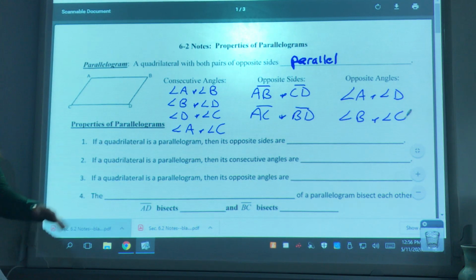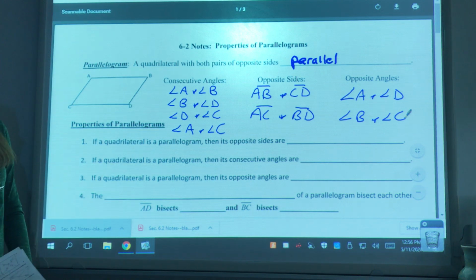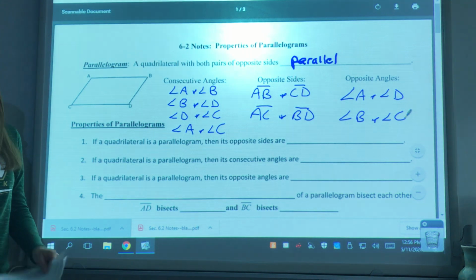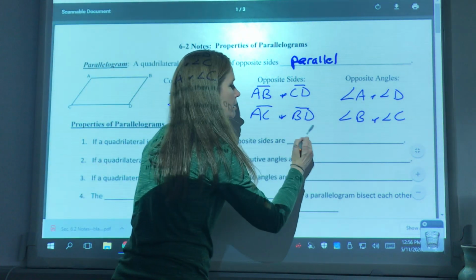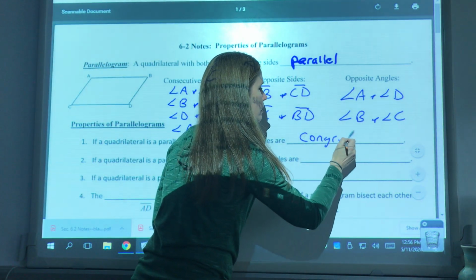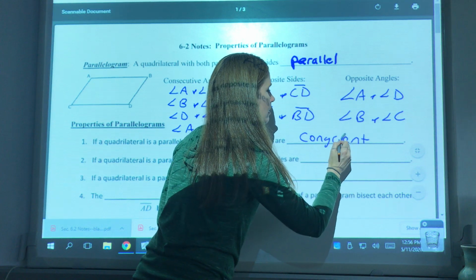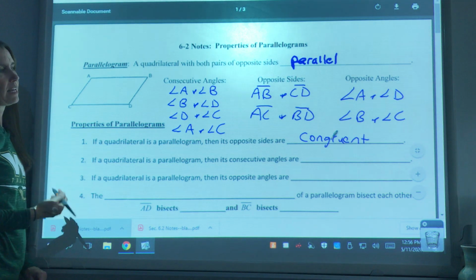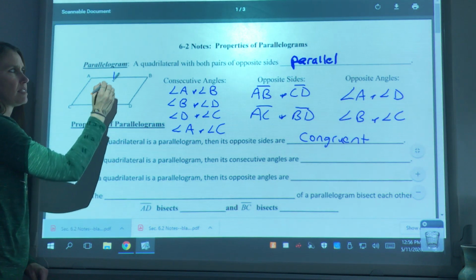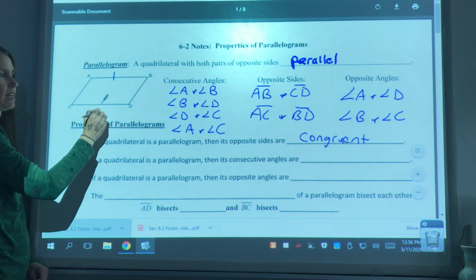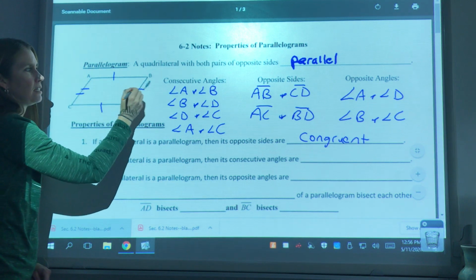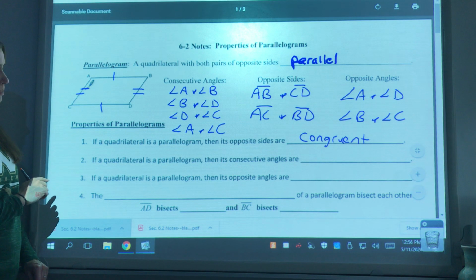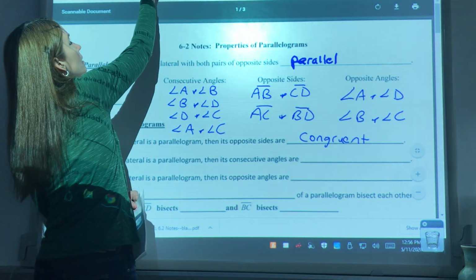And now we're going to talk about the different properties of a parallelogram. So the first one says, if a quadrilateral is a parallelogram, then its opposite sides are congruent. Okay, so what that is referring to is that this side is congruent to this side, and this side is congruent to this side.